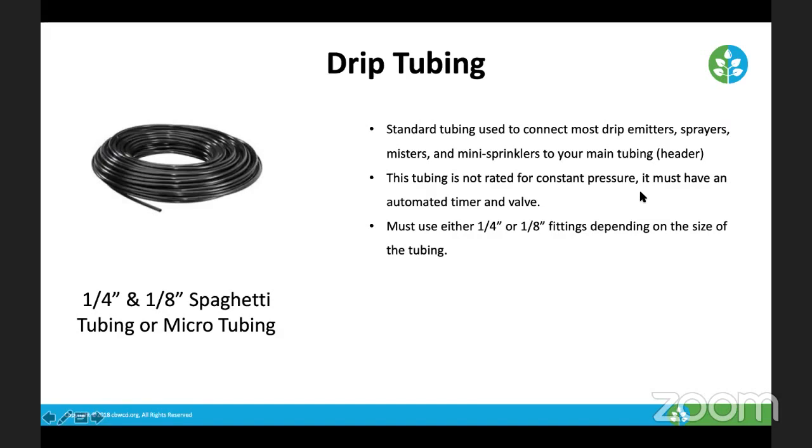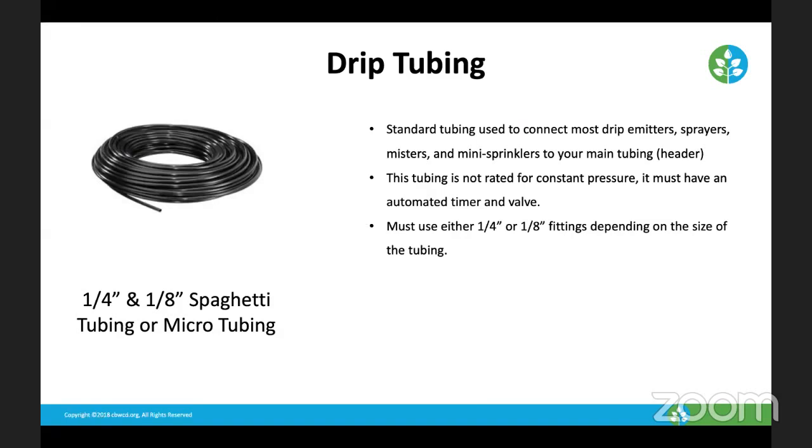These 1/4 inch tubings are exactly what you use when you use button emitters and whatnot. The 1/8 inch tubing is only specifically for spray stakes, which we will cover later on. So it's just two different sizes. They look exactly the same, but it's just a little off. And again, this tubing is not meant for constant pressure to be used at all times. So it's recommended to have an automated timer and valve for your tubings to last longer.